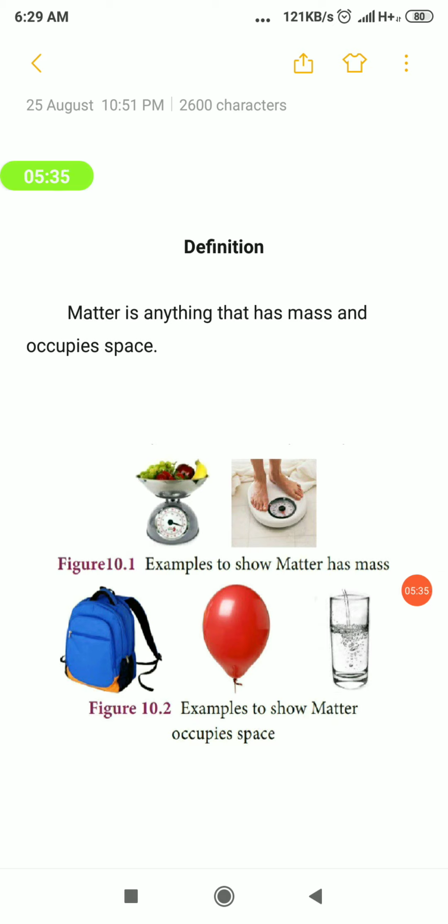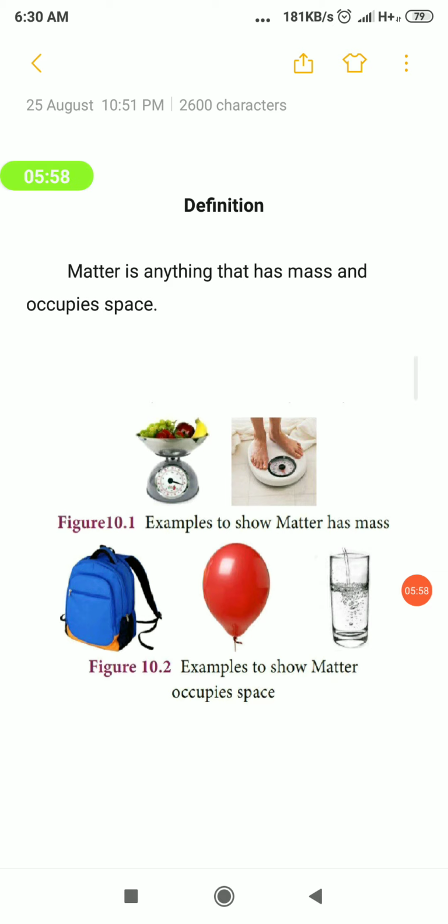In our surroundings every matter occupies a particular space, so they have a particular mass and they occupy a particular space. So how can we define matter? Matter is anything that has mass and occupies space. Is it clear? Then let us see the classification.